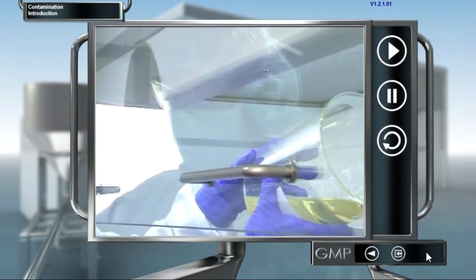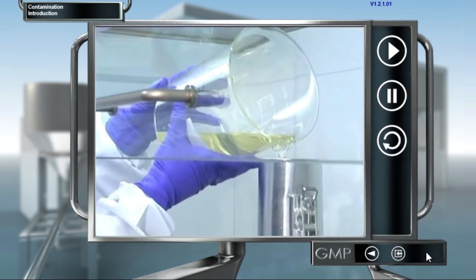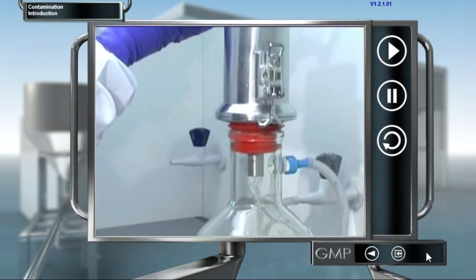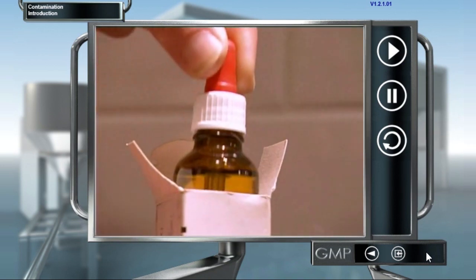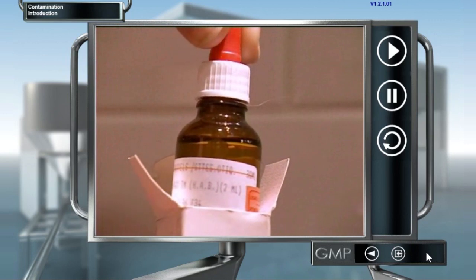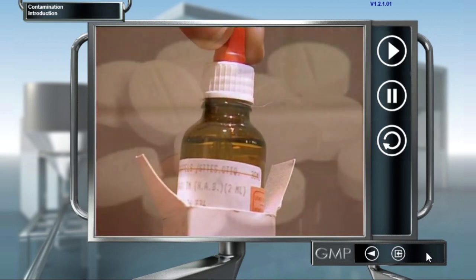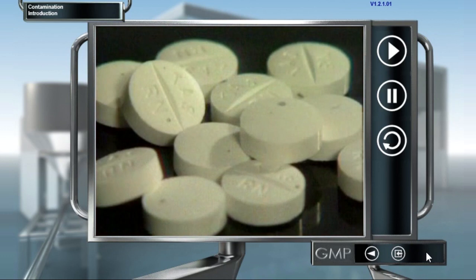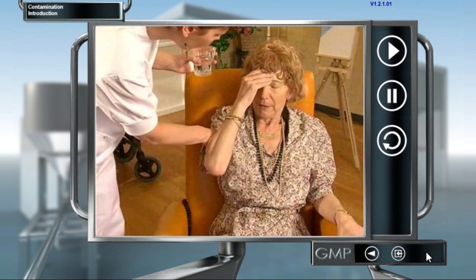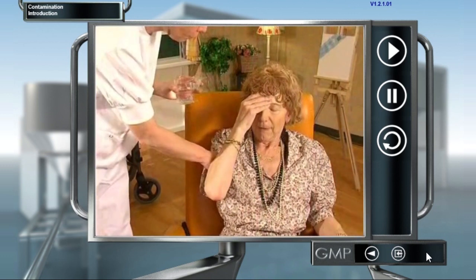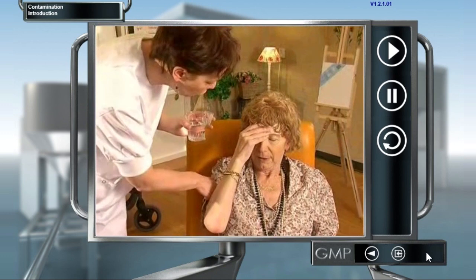Medicines must be pure. No chemicals should be present that don't belong there. The packaging of medicines may also not contain any impurities. In medicines, the presence of chemicals or microorganisms that should not be there is called contamination. Contaminated medicine given to a patient may have very serious consequences.